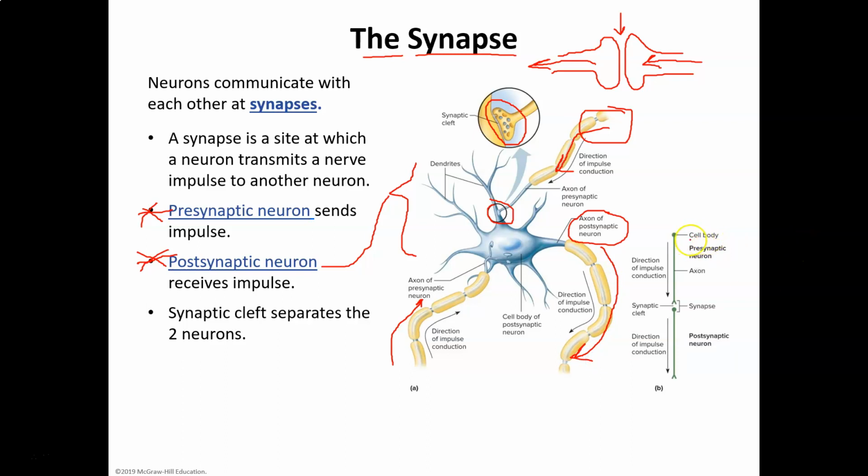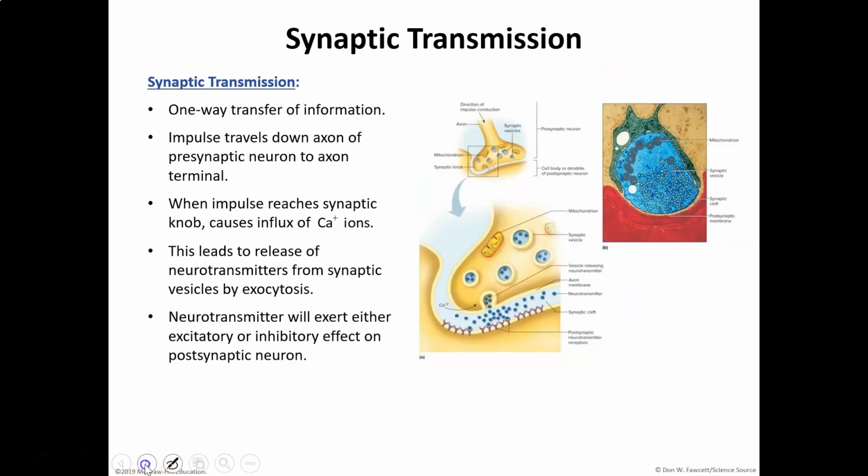So here's the general way it works. Here's the cell body, the axon, the signal is going in this direction. It reaches the synapse. If it's going to keep on going, and there are reasons that it wouldn't, but if it is, it's going to keep on going in the same direction. So we'd say this is presynaptic. This one is postsynaptic. You need to understand these terms because we're going to start to use them quite freely.